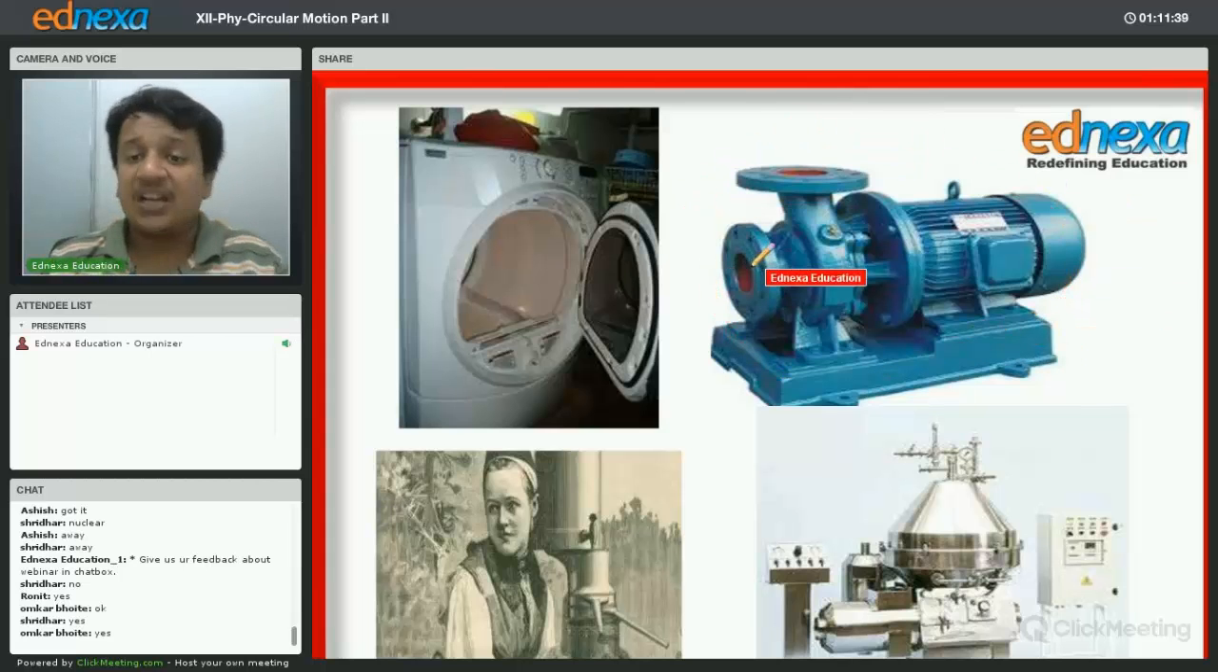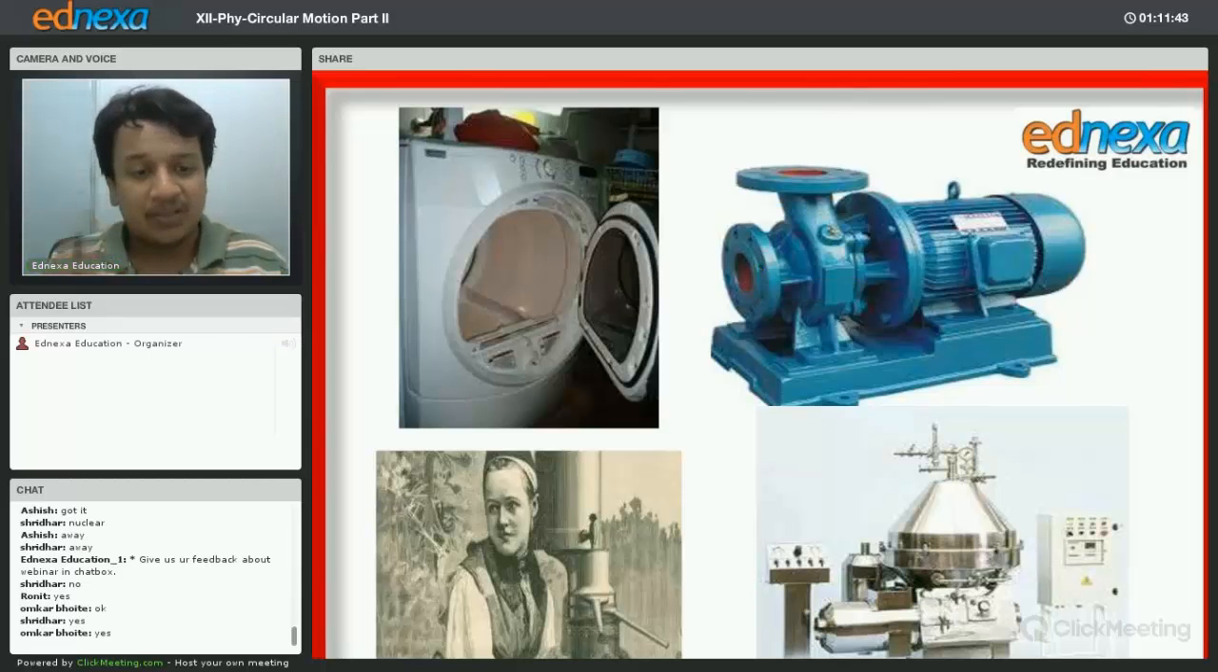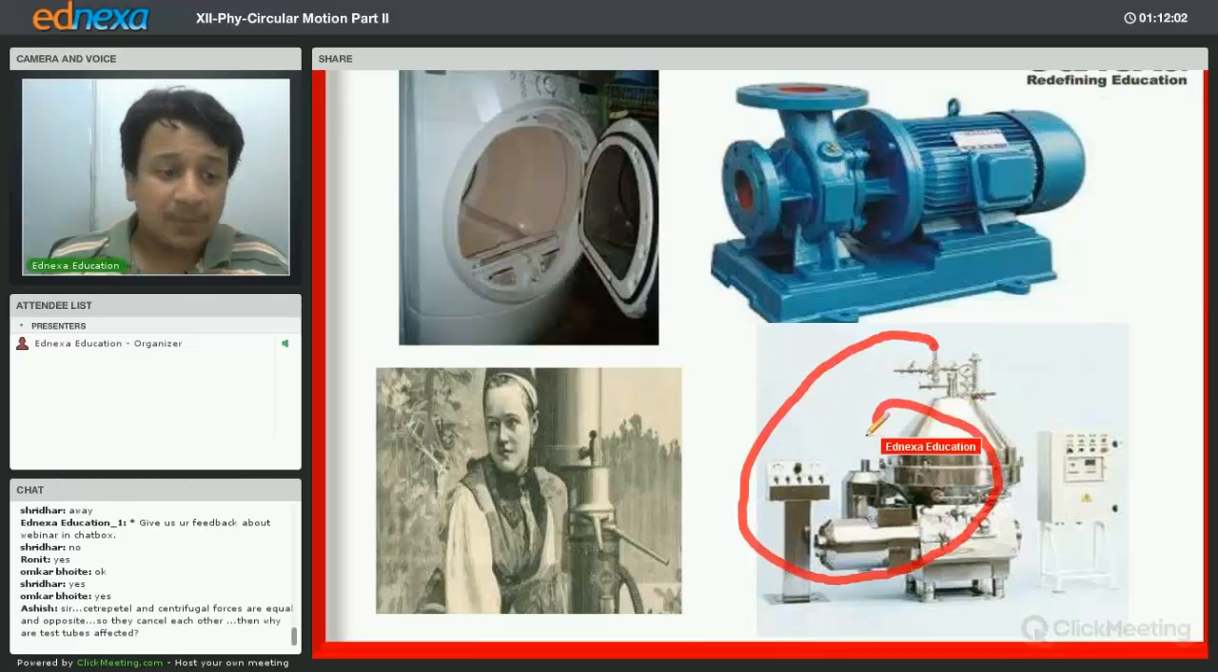You are going to discuss this centrifugal machine. The name, sorry, centrifugal pump. The name itself has the word centrifugal. Because of the centrifugal pump, water will rise from bottom to top. Okay, then next, see, this is a cream separator.